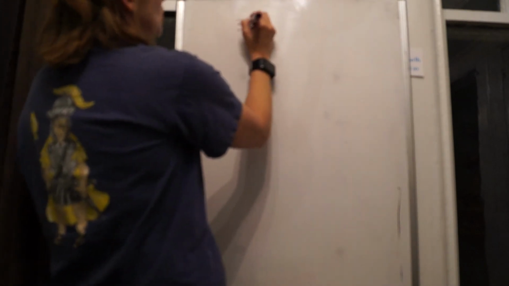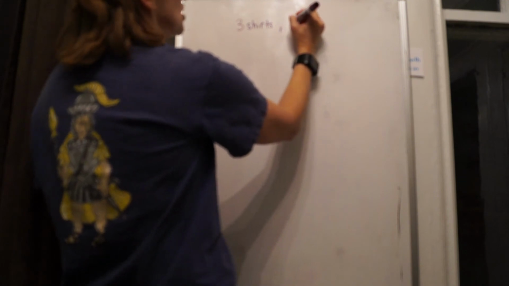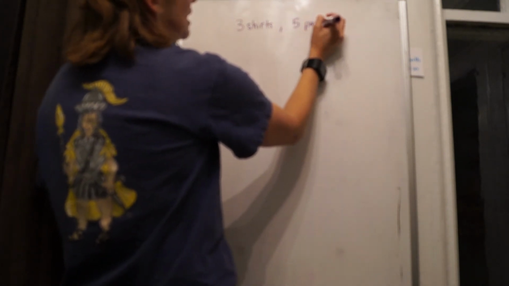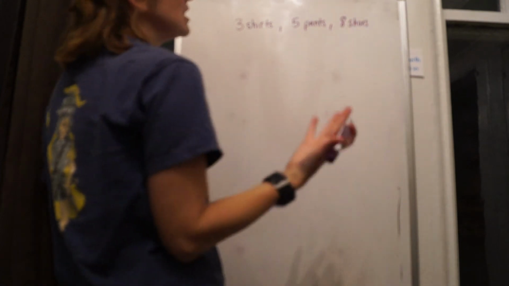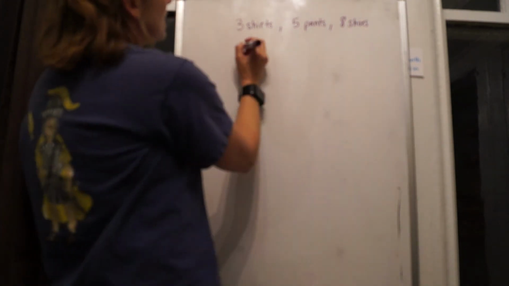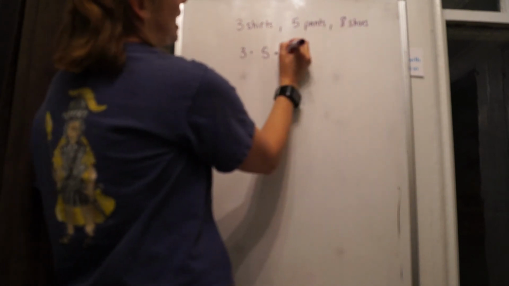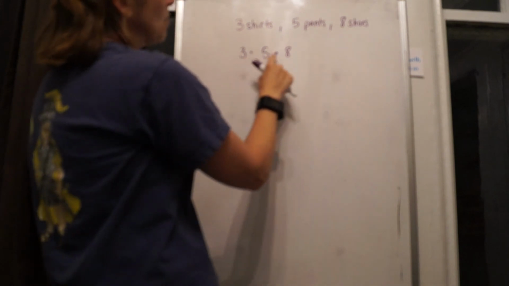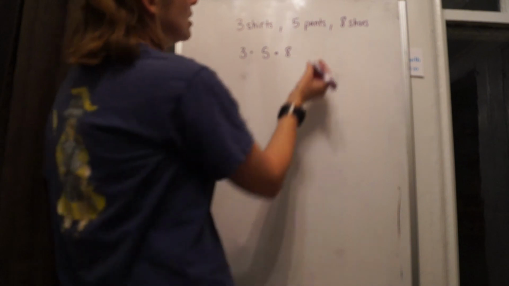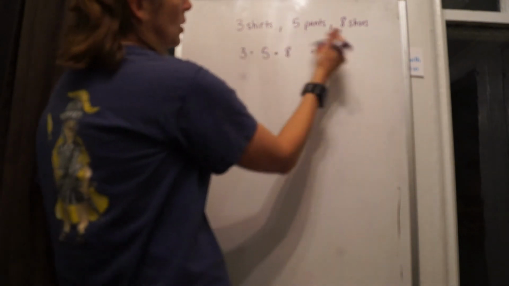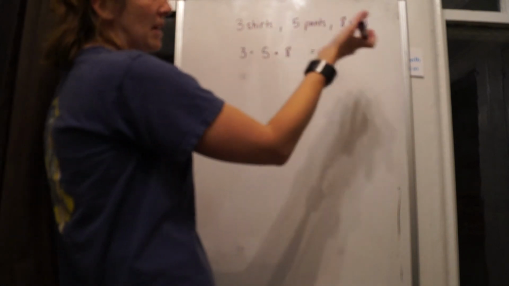If you have 3 shirts, there's a chance you have more than that, but let's pretend. 3 shirts and 5 pairs of pants, and then you've got, I don't know, 8 pairs of shoes. How many different outfits can you choose? You have 3 choices of shirt times 5 choices of pants times 8 choices of shoes. Those get multiplied just like we did before because we multiply our choices together like that. So whatever this answer comes out to, 120, that's how many different outfits we can make from this.